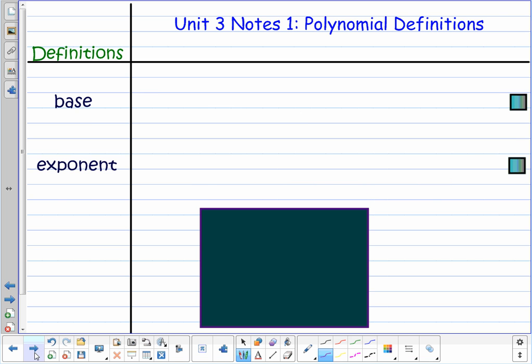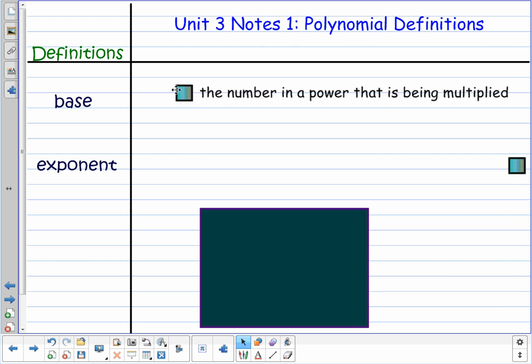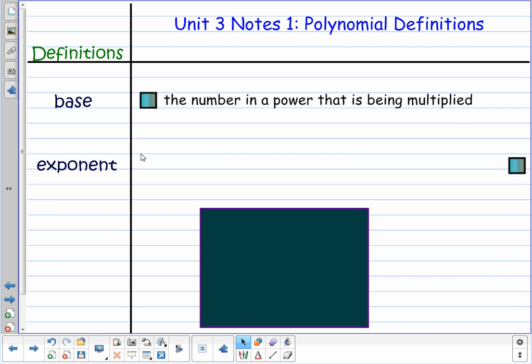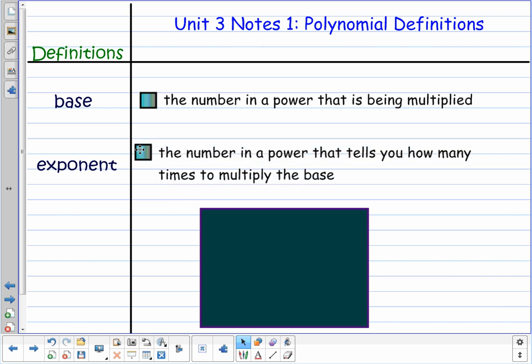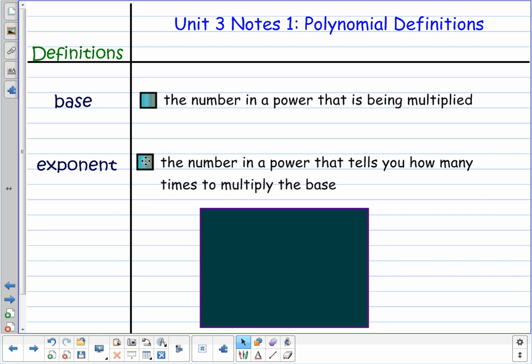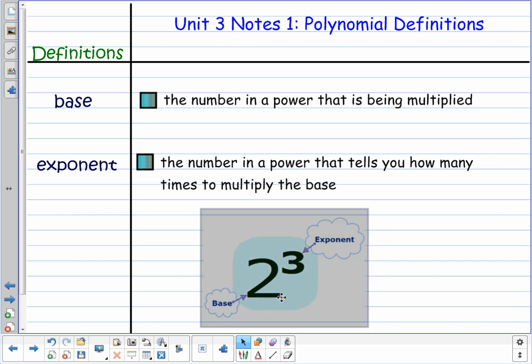Let's talk about powers for a second. So in powers, we have two things. We have a base and we have an exponent. So the base of a power is the number in the power that's being multiplied. And the exponent of a power is the number in the power that tells you how many times you multiply the base. So if I look at an example, and you can use this example for both base and exponent, 2 to the third, the big number on the bottom is the base, and the little number on top is the exponent.